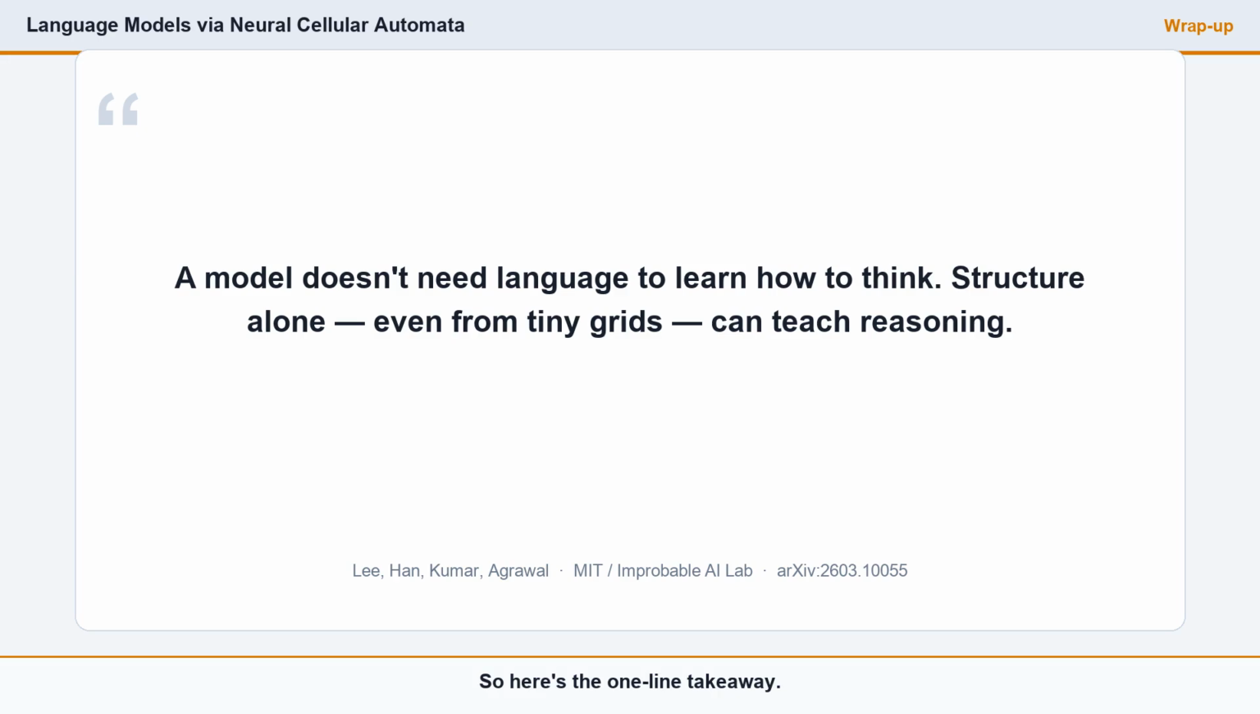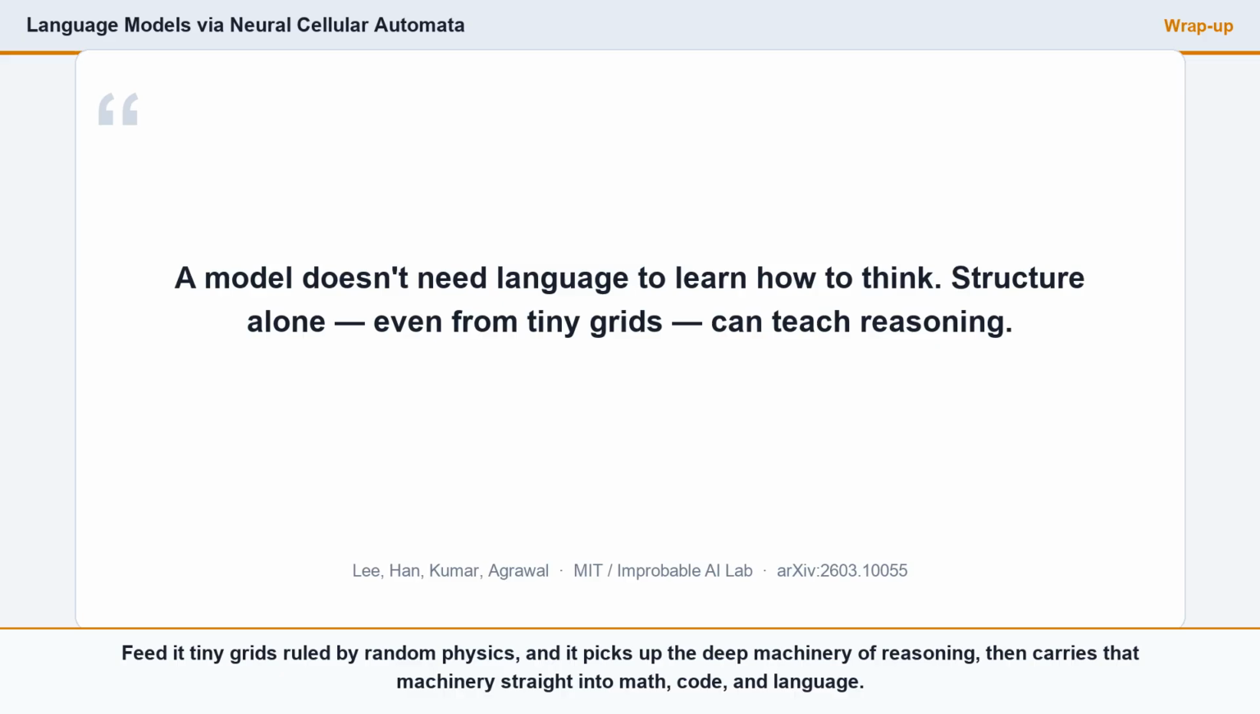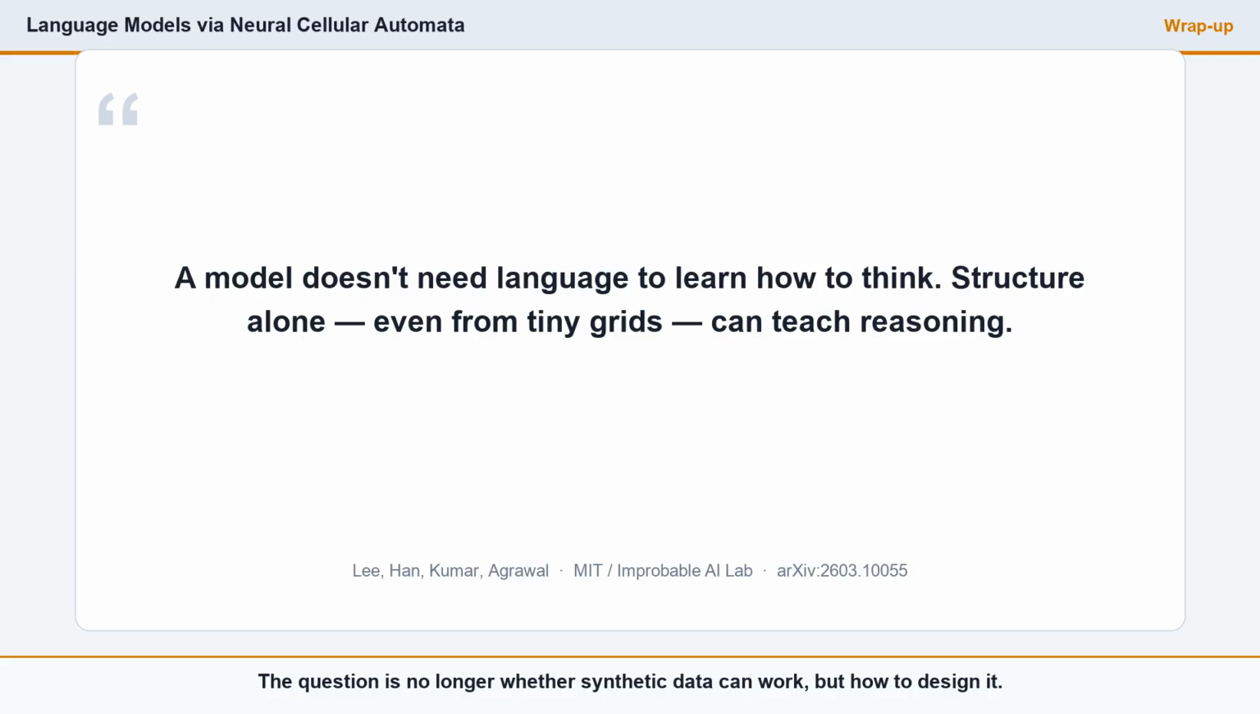So here's the one-line takeaway. A language model doesn't need language to start learning how to think. Feed it tiny grids ruled by random physics, and it picks up the deep machinery of reasoning, then carries that machinery straight into math, code, and language. The question is no longer whether synthetic data can work, but how to design it.